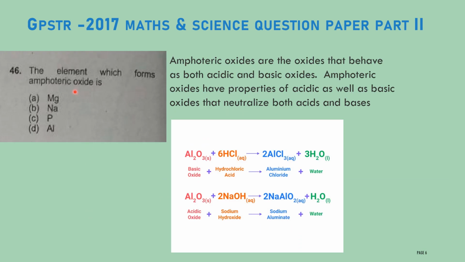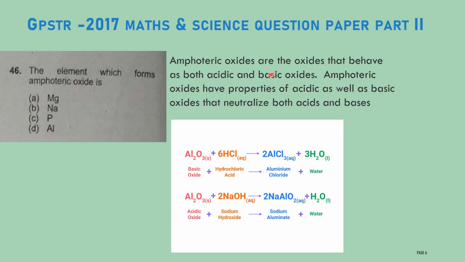Next question: the element which forms amphoteric oxide is option A magnesium, option B sodium, option C phosphorus, option D aluminium. First we will see what is meant by an amphoteric oxide. Amphoteric oxides are oxides that behave as both acidic and basic oxide. They will behave both as acidic and also basic oxide.